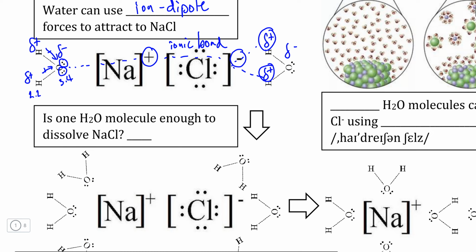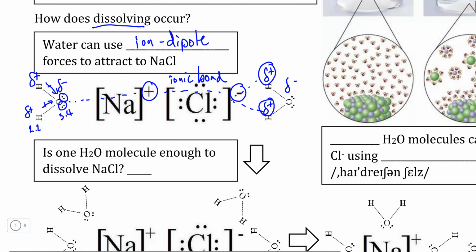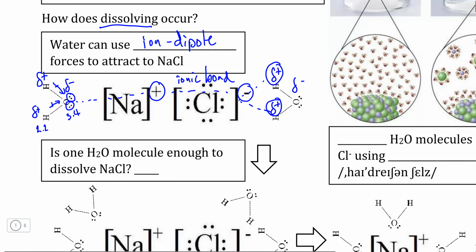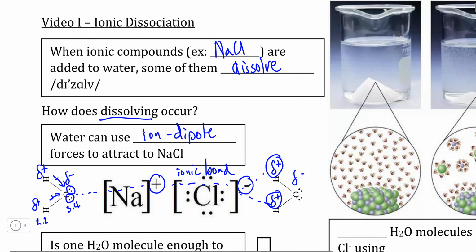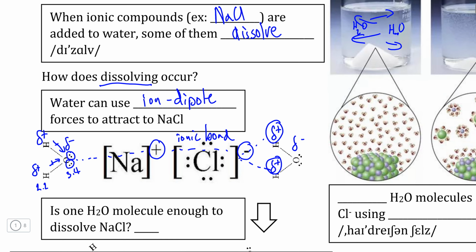Now, the way that dissolving happens is that water can actually use these ion dipole attractions to pull these two ions apart, because remember that when water is a liquid, all of the water molecules in this liquid are not just sitting in the same spot. They're all moving around in basically completely unpredictable directions. But when these water molecules move, because the water molecules are attracted to the oppositely charged ion, the movement of water can actually pull these two ions apart.